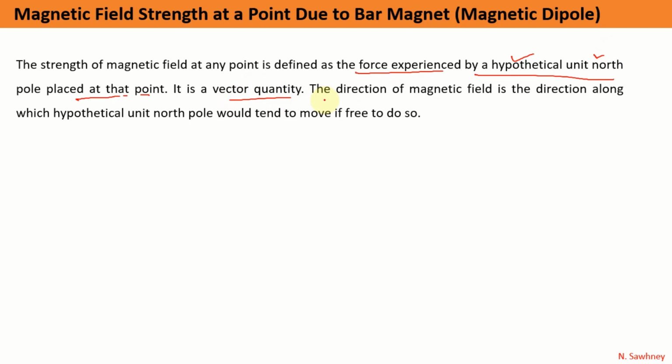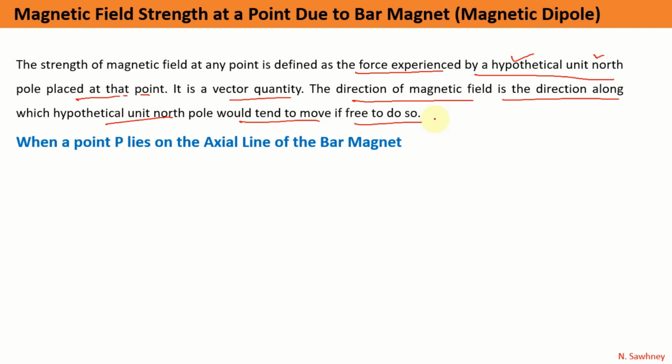It is a vector quantity, and the direction of the magnetic field is the direction along which this hypothetical north pole would tend to move if it is free to do so. That means the direction of the magnetic field will be the same as the direction in which this hypothetical north pole will move when it is free to do so, that is the direction of the total magnetic field. Now let us start with it.